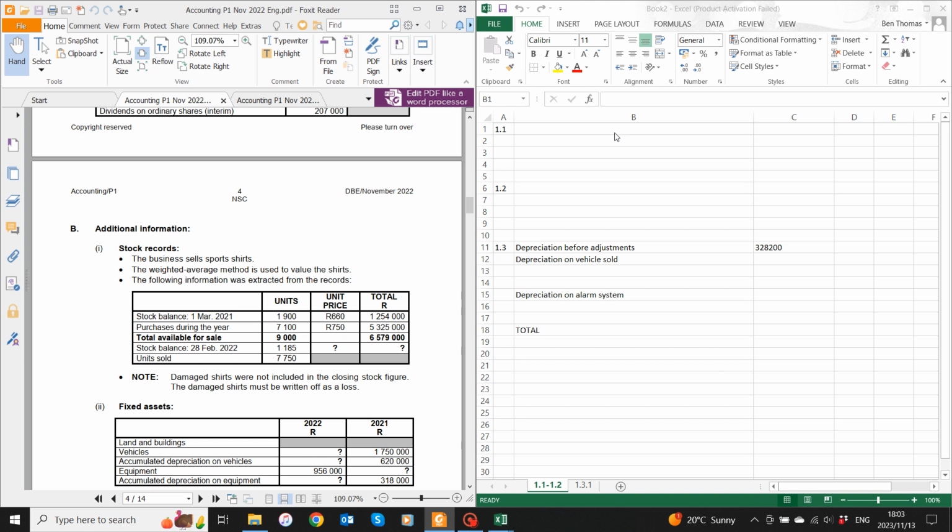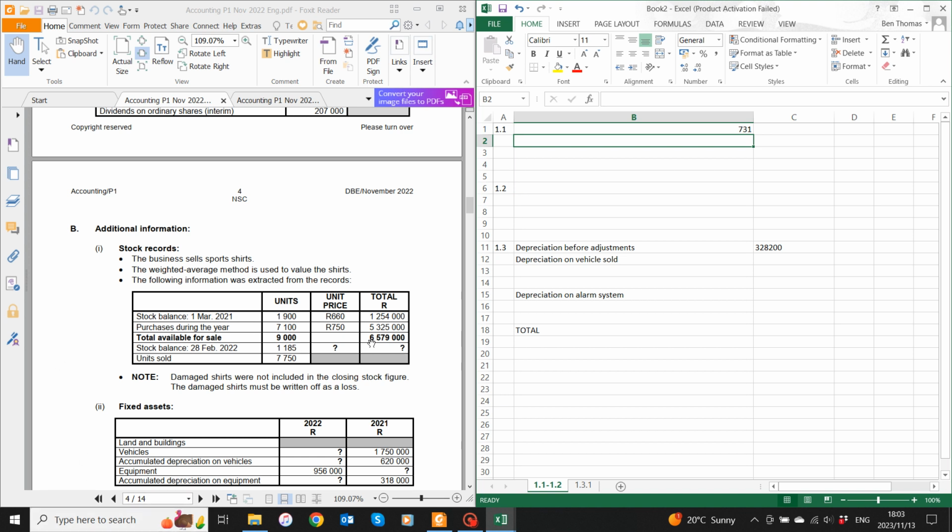Now they tell you the damaged shirts were not included in the closing stock figure, and they must be written off as a loss. So our first step is to apply a weighted average and calculate the average price per shirt. So what we're first going to do is say the opening stock value of 1,254,000 plus the total value of purchases 5325, and we're going to divide this amount by the number of units available for sale, 9,000. And that gives us an average price of 731.